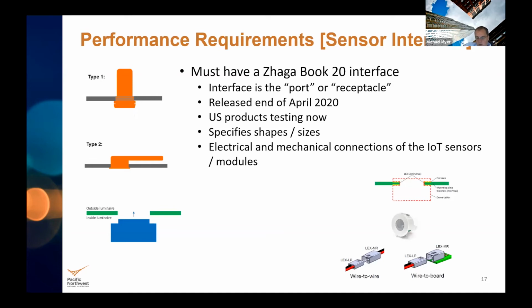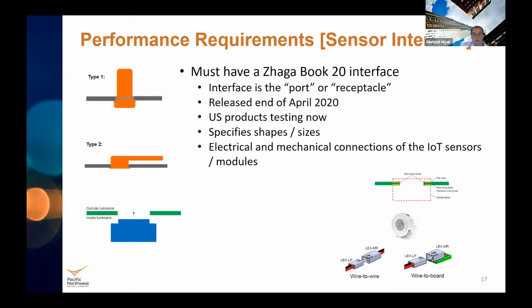Zaga is an international consortium of manufacturers and other entities. They use the word interface, but you could think of it as a port or a receptacle. And here are 3 examples of their kind of interface and how it works. But again, it's standardizing on some shapes and sizes. Some of those sensors that I showed in the previous slide do meet their Zaga requirements.